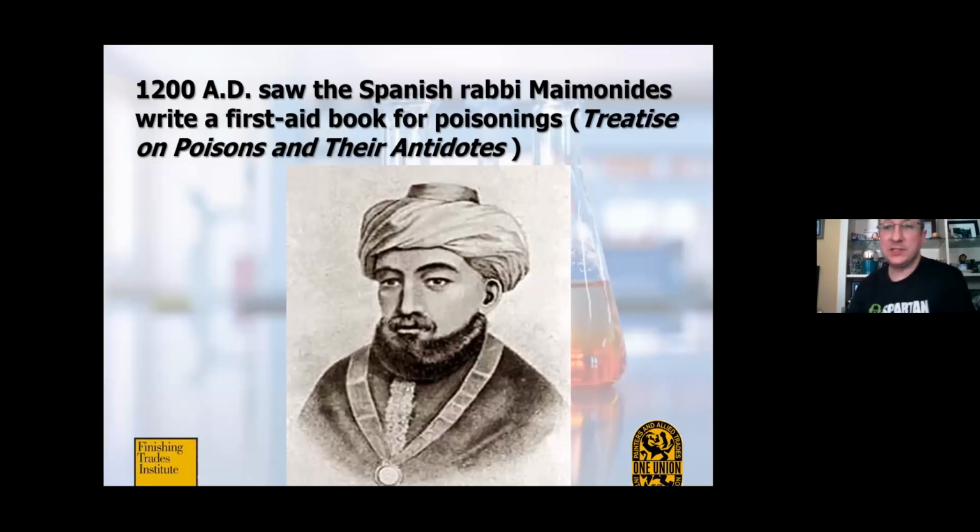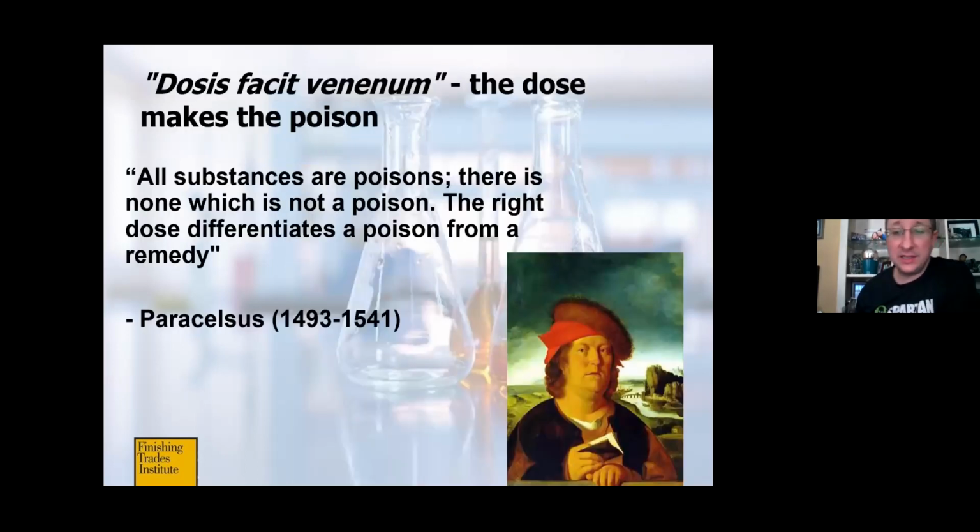1200 AD, we saw the Spanish rabbi Maimonides wrote an actual book on poisons, and also the antidote for how to cure somebody who got poisoned. Then we get to one of the modern day fathers of toxicology, Paracelsus. Dosis facit venenum. This phrase means in Latin, the dose makes the poison.